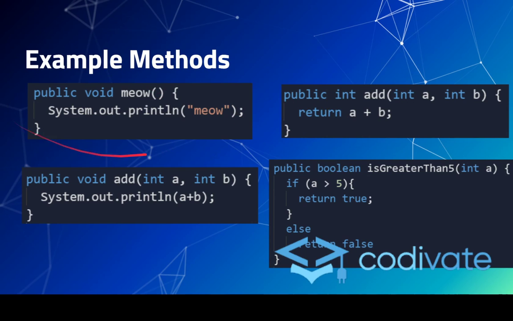Not always, right? This meow, I would more likely want to print and not return, but this I would more likely want to return and not print. Is greater than 5. Notice a lot of methods will have this little format where you start with "is" and it returns a boolean. Essentially, it's like asking a question to say, okay, is this thing greater than 5? That's what you're asking by calling the method. So this method will just return true if it's greater and not if it's not. It's going to return false if it's not.